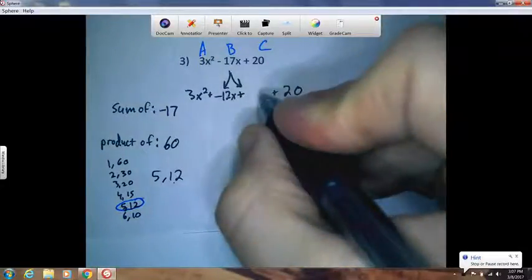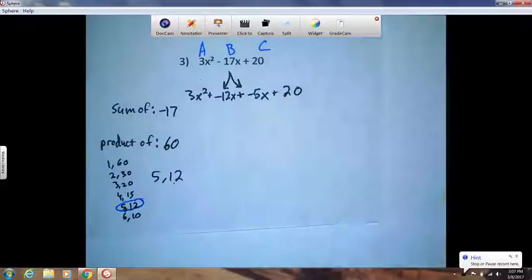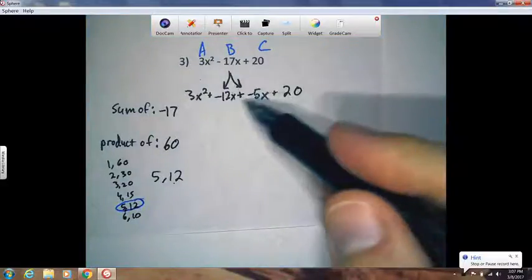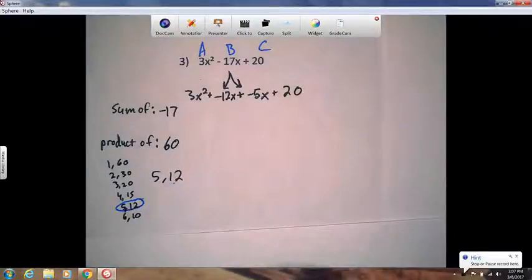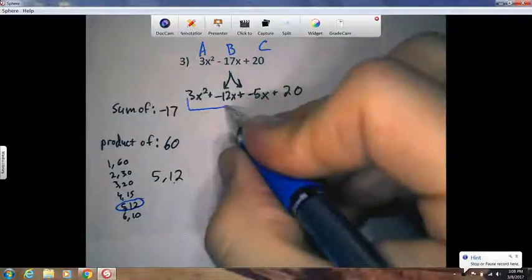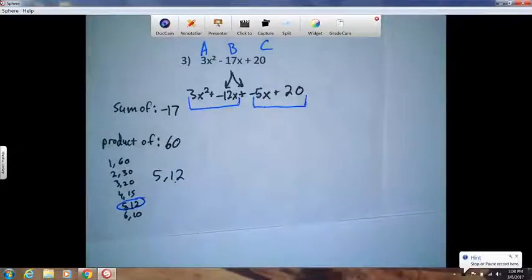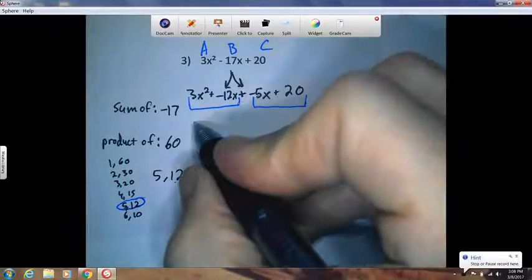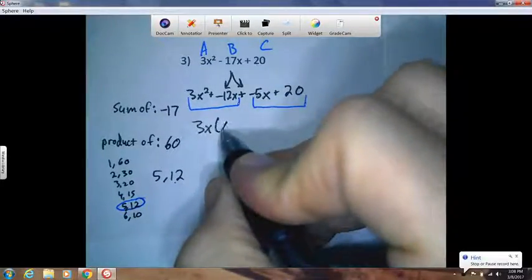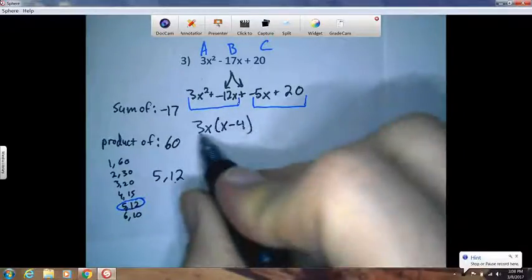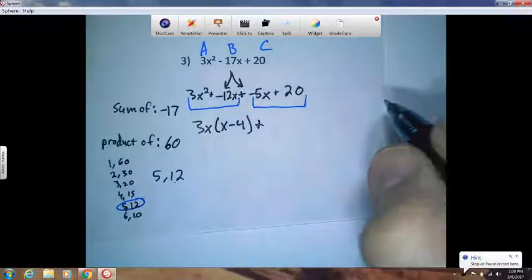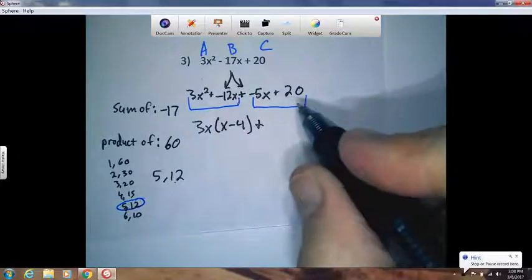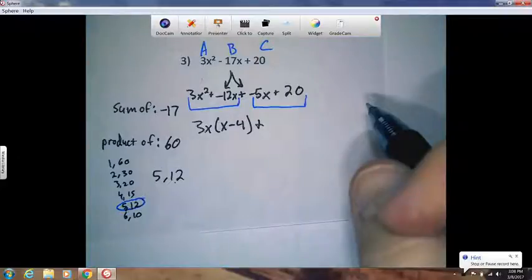So I've broken this down, it adds to negative 17, multiplies to positive 60. Now I can factor by grouping. 2 groups to factor. Greatest common factor is 3x, and it's x minus 4. So 3x, so I'm just double checking. Put a plus sign here. Greatest common factor here. Now be careful, it's going to be negative 5x minus 4.